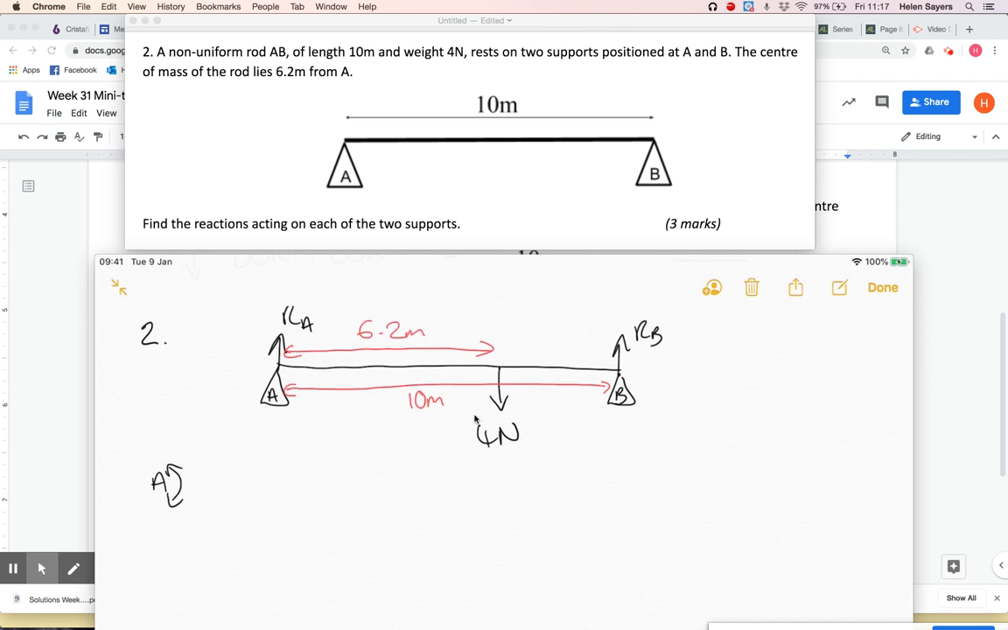I've got this force pulling down, so it's as though I've got a pivot at A. If it's pulling down on the right-hand side, it's going to be trying to turn the rod clockwise. So that clockwise moment is a force of 4 newtons times a distance of 6.2 metres. And then I've got this force pulling up. If it's pulling up on the right-hand side, that's going to be trying to turn it anti-clockwise. That's the moment of the reaction at B, which is what I'm trying to find, times the distance from A, which is 10 metres.